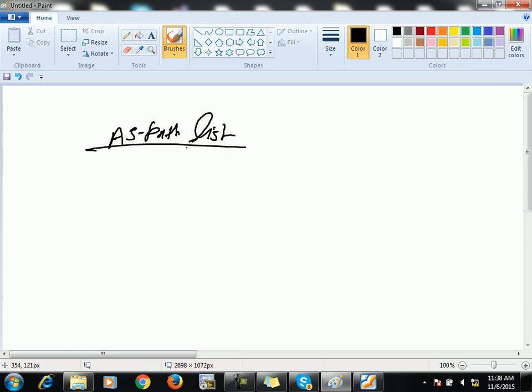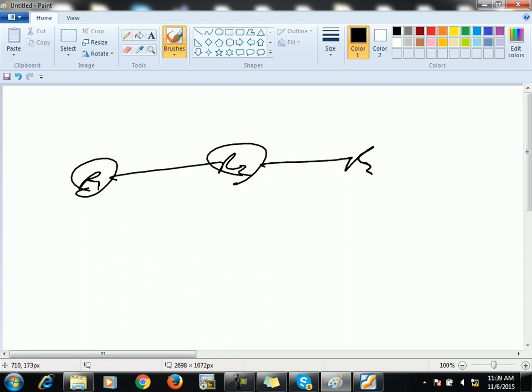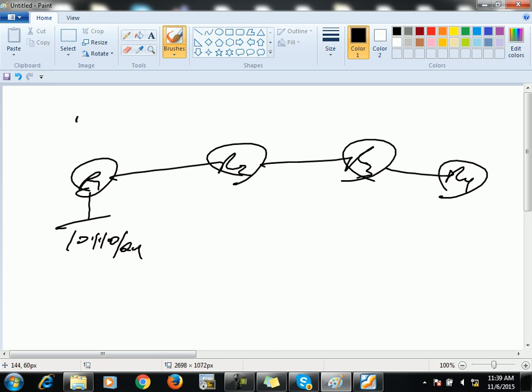So you know very well that, let's say this is router 1, this is router 2, this is router 3, this is router 4. Let's say there is a prefix 10.1.1.0/24. R1 is running AS 100, R2 is running 200, then 300, 400.